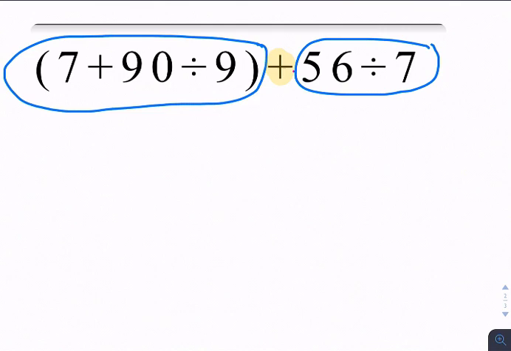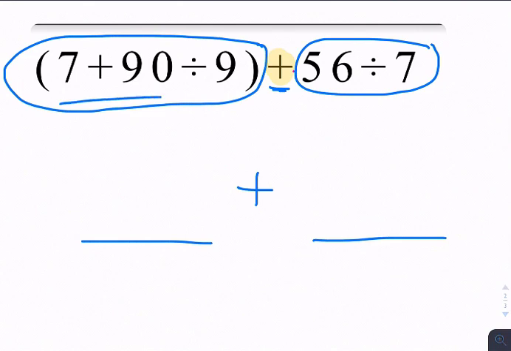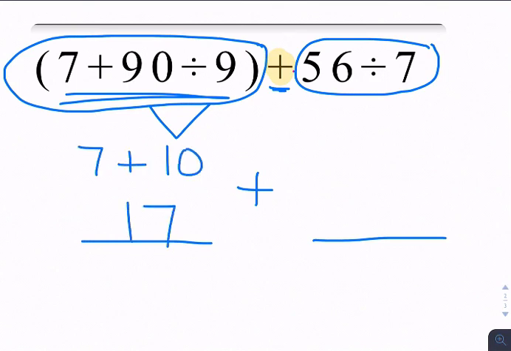So I have two different terms here. So I have two different numbers that I'm going to be adding together at the end. I say adding because this term right here is addition. So inside this first term, I have 70 plus 90 divided by 9. Well, according to order of operations, division comes before addition. So I need to do this 90 divided by 9 first, and that would be 10. So then it would really be 7 plus 10, which is 17.